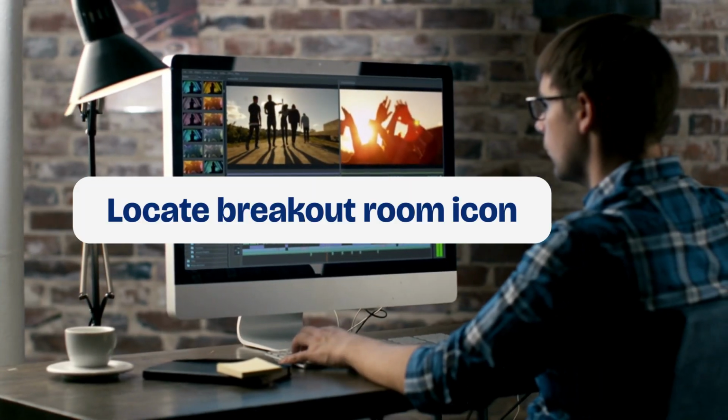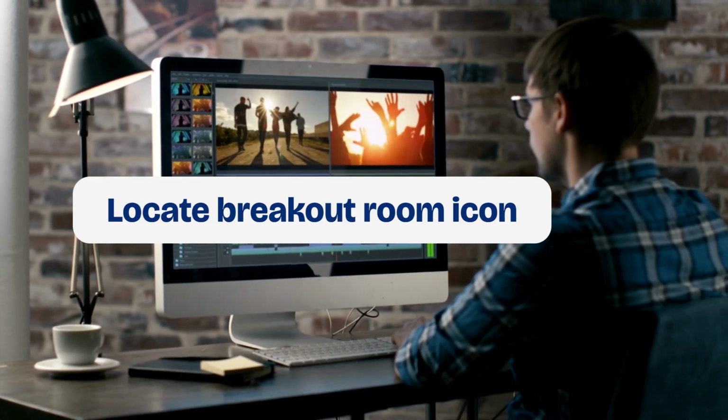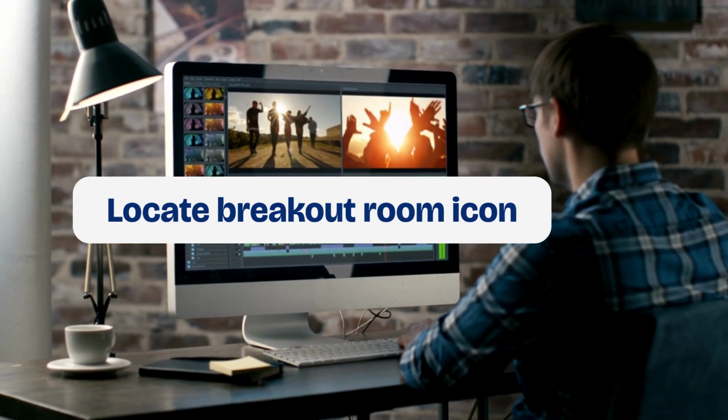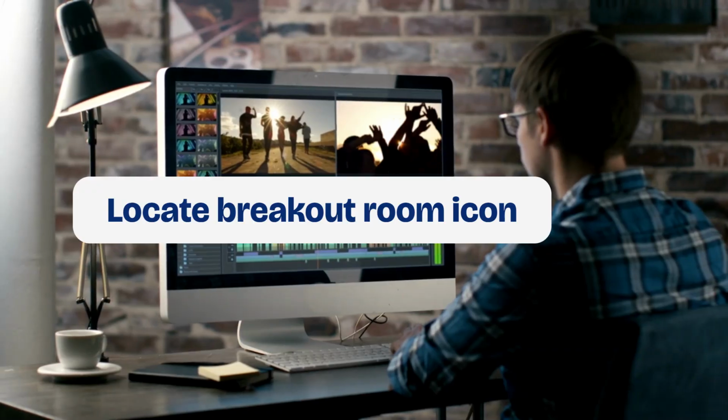First, start your meeting in Microsoft Teams. Locate the breakout room icon at the top of the meeting window. One click opens the feature.